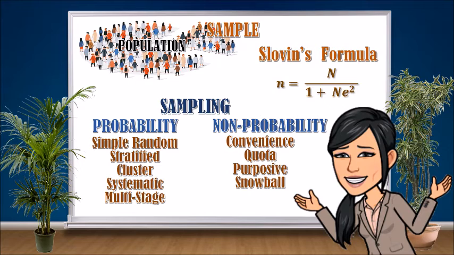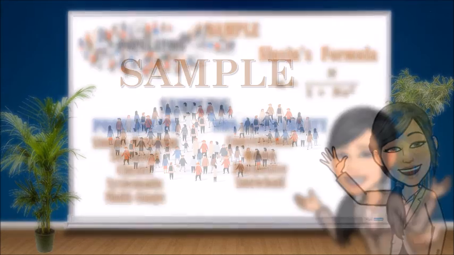Sampling methods are characterized into two distinct approaches: probability sampling and non-probability sampling. Probability sampling can be further classified into 5 distinct types of sample. They are simple random, stratified, cluster, systematic, and multi-stage sampling. We can classify non-probability sampling into 4 distinct types of samples. They are convenience, quota, purposive, and snowball sampling.